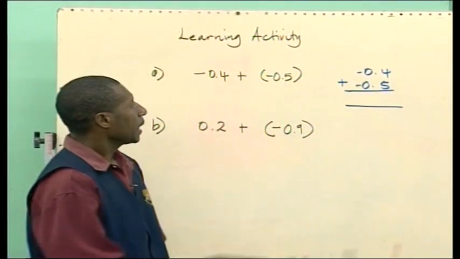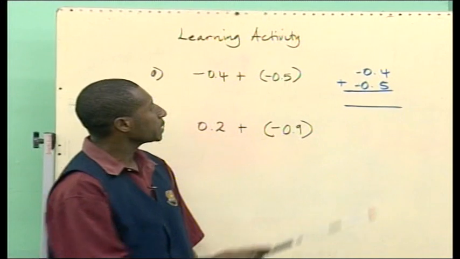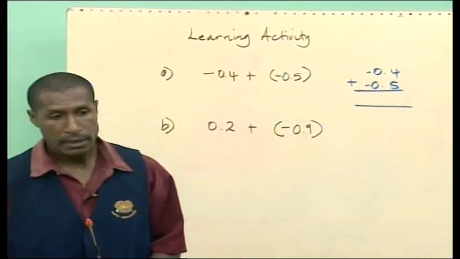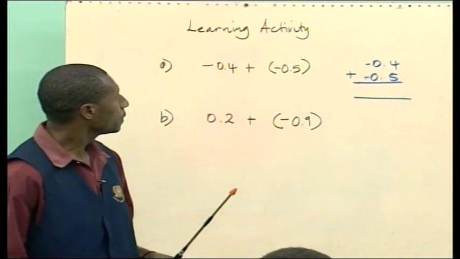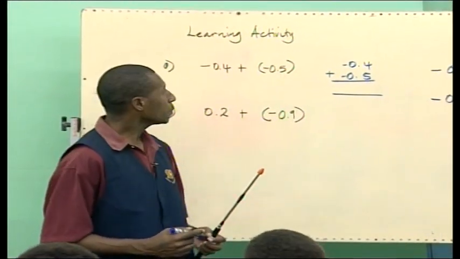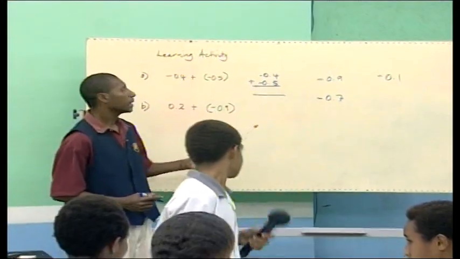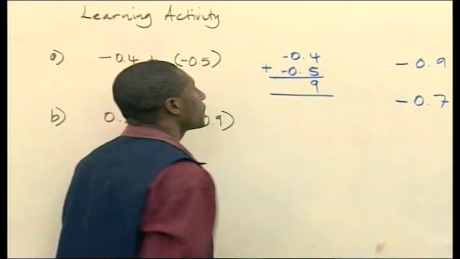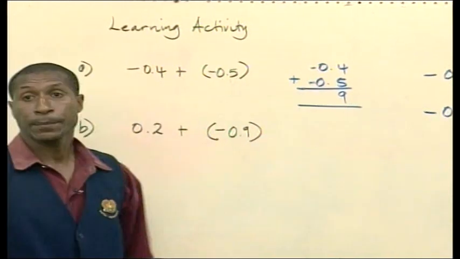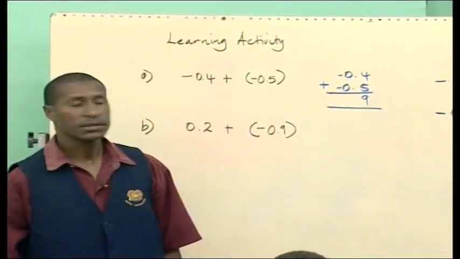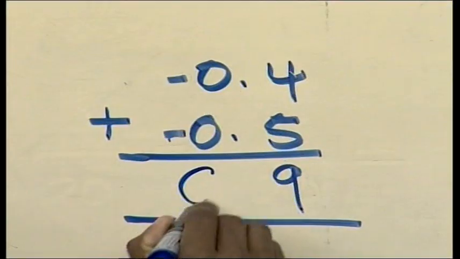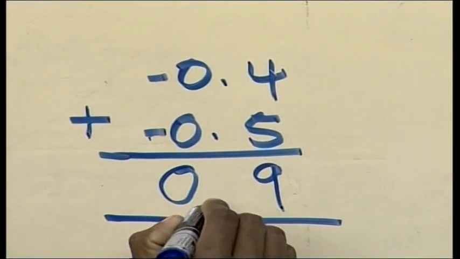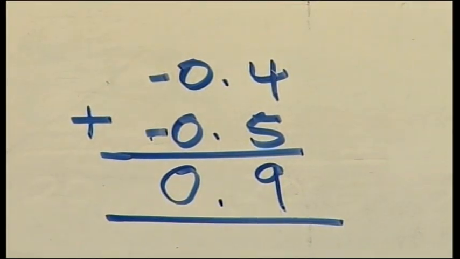Now let's have Michael give us. Michael, what is 4 plus 5? 9. 9, very good. 0 plus 0, class? 0. Where do we place our decimal point? Between 0 and 9, so here.